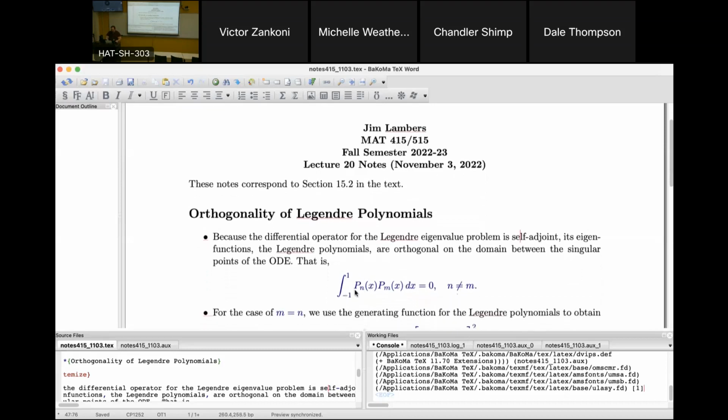So we have this relationship, the integral from -1 to 1 of the product of Legendre polynomials is 0 if the Legendre polynomials in question are distinct.